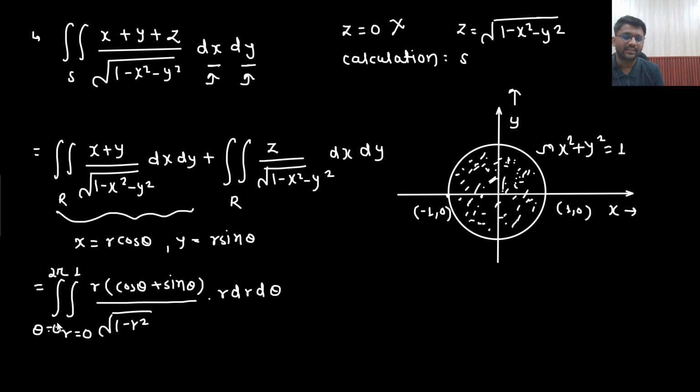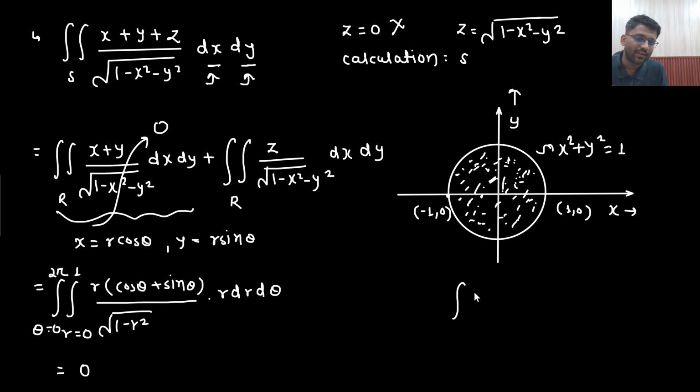Theta is saying that I am going from 0 to 2 pi. Integral of cos theta will be 0. Integral of sin theta will also be 0. What will be the total integral? It will come out to be 0 only. So this integral will come out to be 0 only. Directly I could have said so. Why is that so?